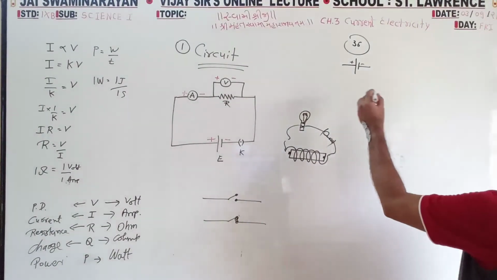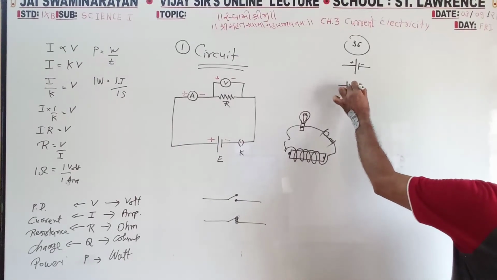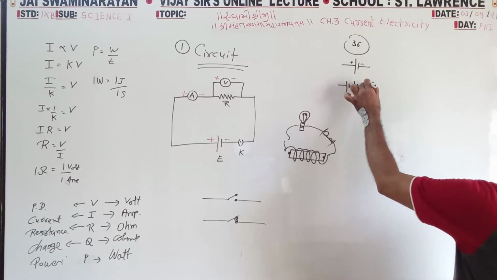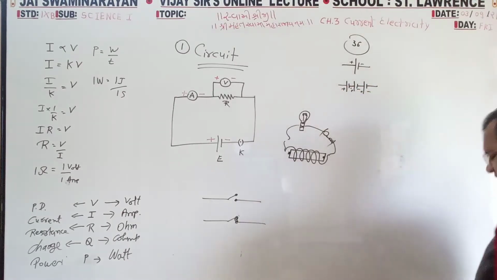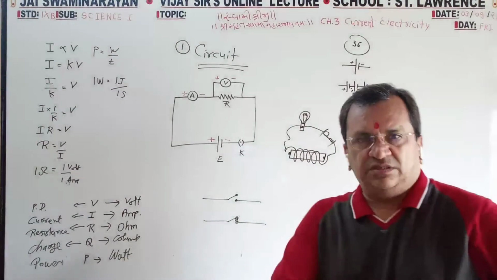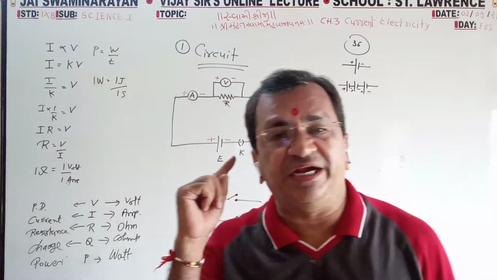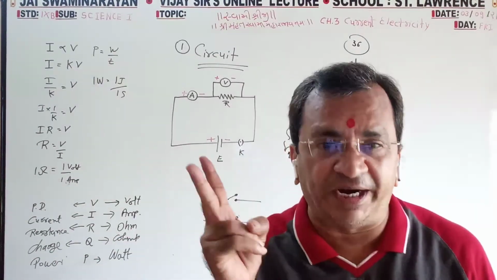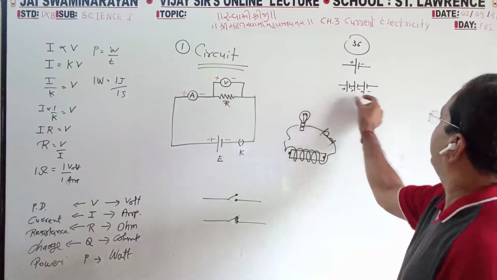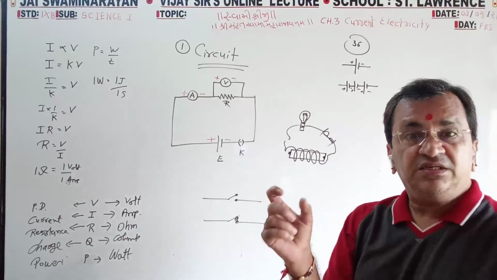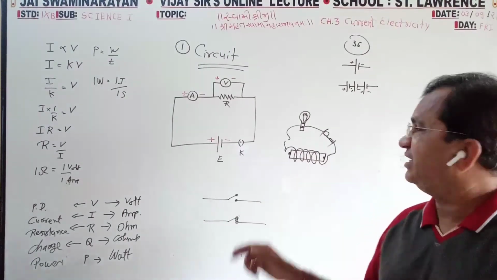positive negative, and if more battery, more cell, positive negative, positive negative, positive negative, one part is an electrical cell. In a remote control we need 3 volt, so we are using 2 cells, 1.5 and 1.5, so it becomes 3. So when we are using cells in series, it is a battery.